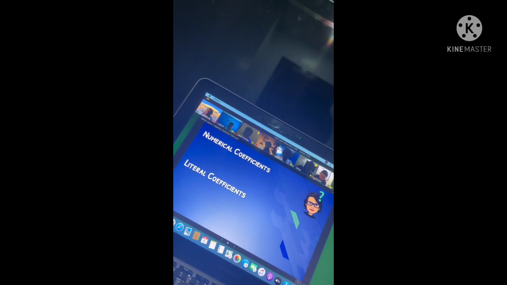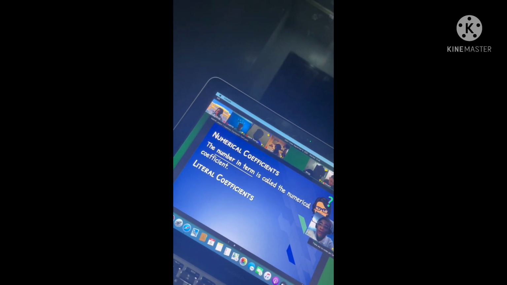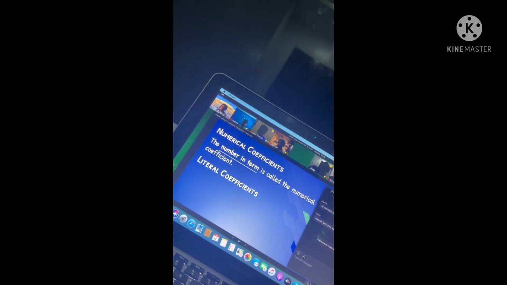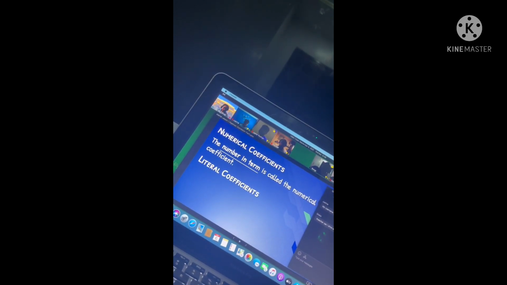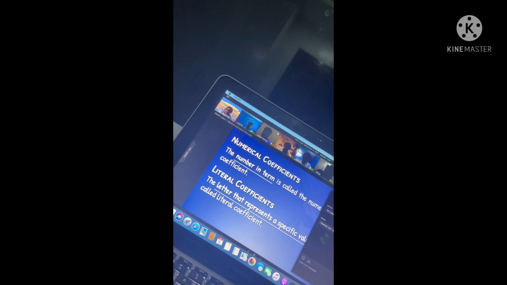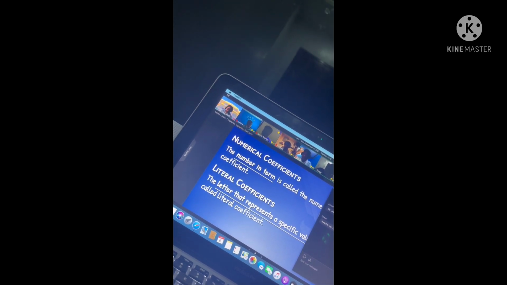So, we have numerical and literal coefficients. GM, can you read the numerical? Numerical coefficients. The number in term is called the numerical coefficient. Okay, from the word number, numerical. So, that's it. And then, the literal coefficient, Edward. The literal coefficient, the letter that represents a specific value is called literal coefficient. Okay, let us see the example here.